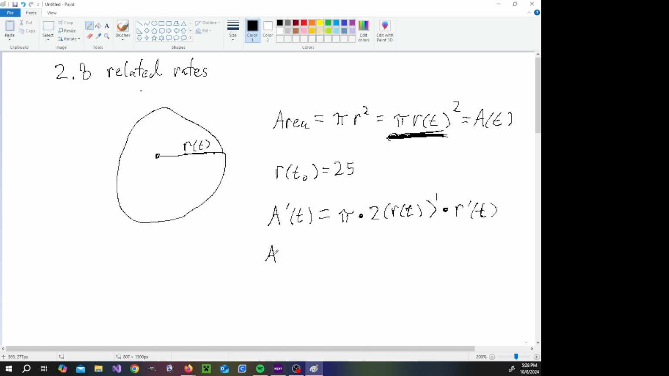So we want to know the change in area at the time t naught, which is just me giving a name to the input whenever the radius is 25 meters. In fact, I'll go ahead and write this, right? This is meters. Area should be in square meters.